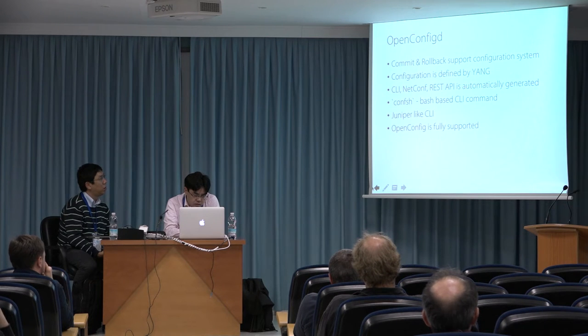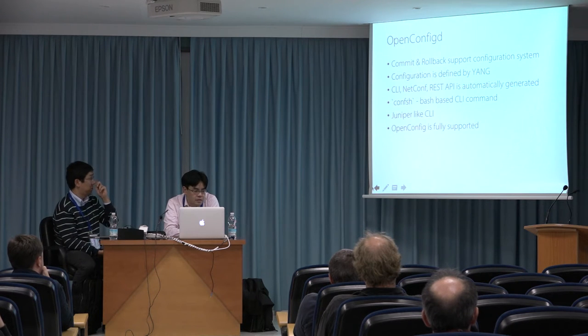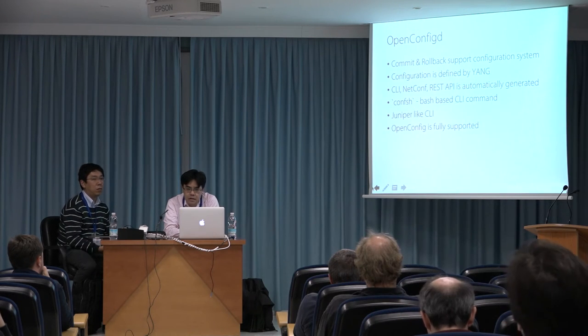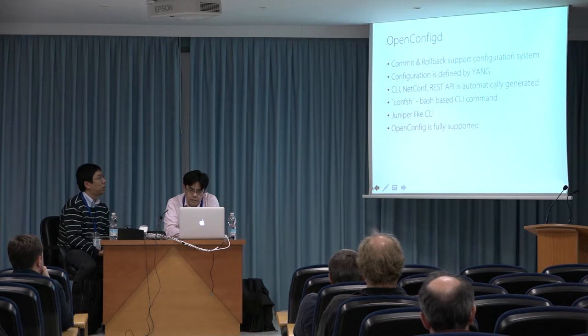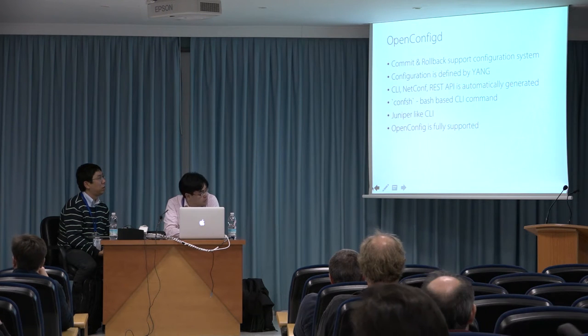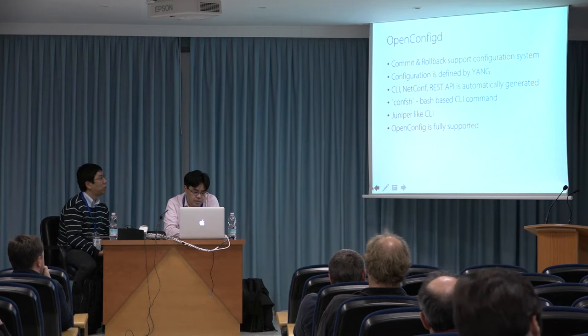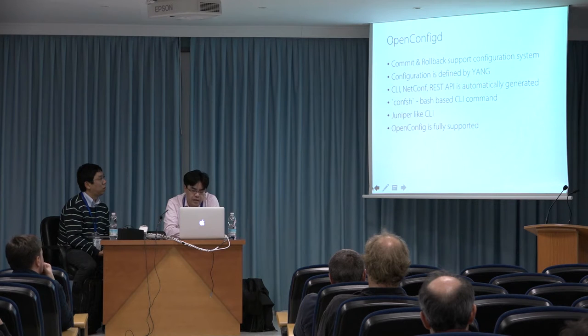And as I said, the management interface is completely separated. It is called OpenConfigD, commit and rollback are supported, and the configuration is defined by YANG models. So if you define any configuration in YANG, you can put that configuration into this OpenConfigD implementation. Based upon YANG, it automatically generates the shell interface and also NETCONF and REST API. So without any additional work, the CLI, NETCONF, and REST are automatically defined.